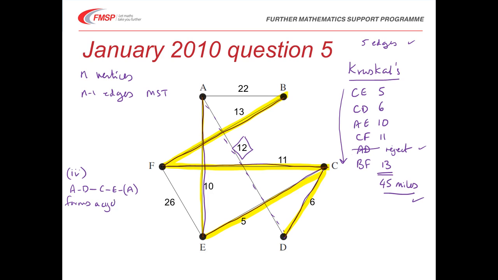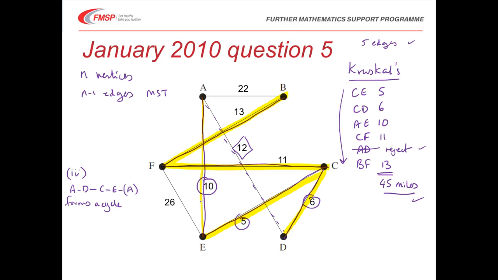Well, the whole point about a cycle is you don't need 4 edges for the minimum connector on 4 vertices. You only need 3 edges. So if our cycle consisted of AD, DC, CE, and EA, one of those is going to have to go.